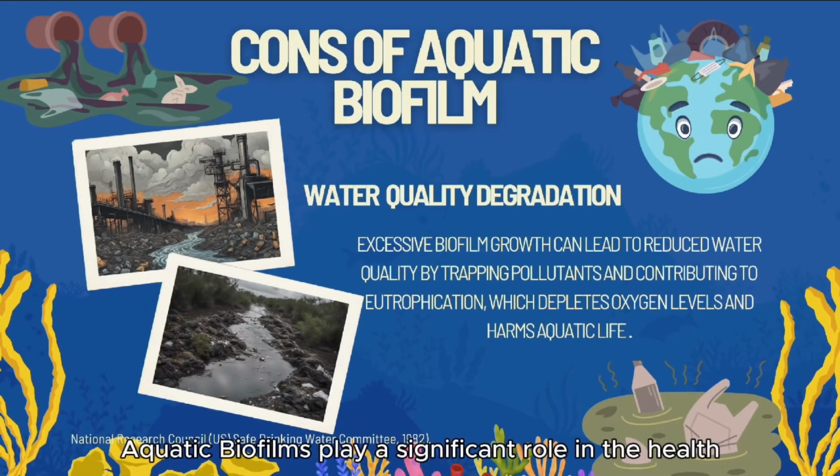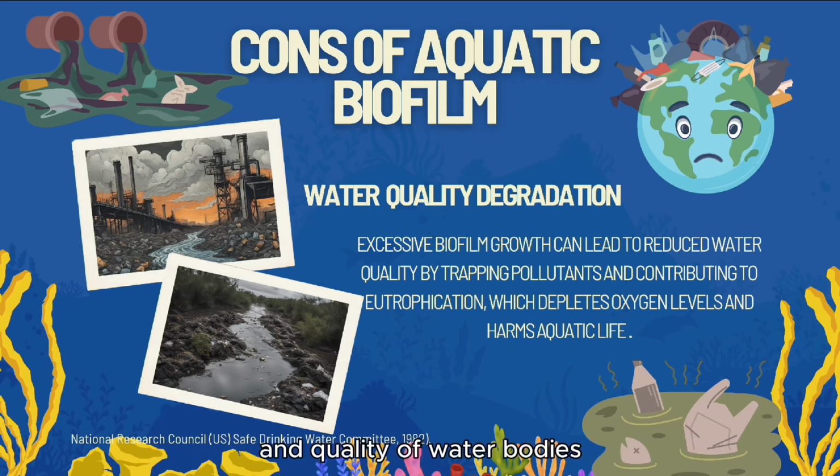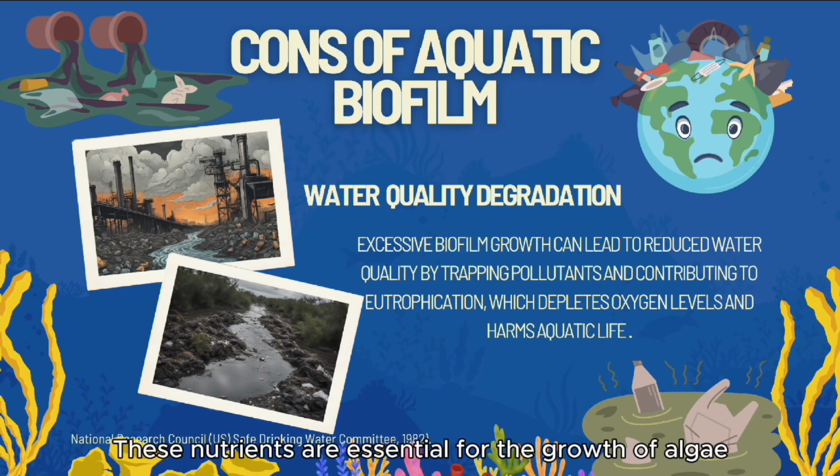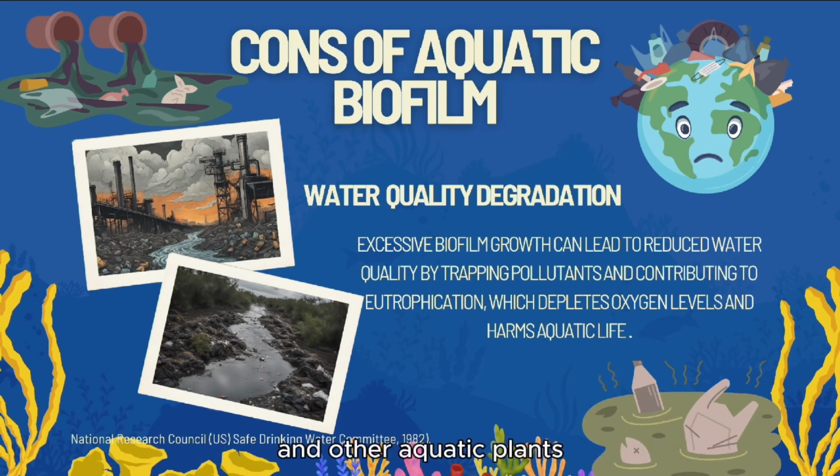Aquatic biofilms play a significant role in the health and quality of water bodies, and their growth can contribute to various environmental and water quality problems. When biofilms become excessive or imbalanced, they can directly lead to several consequences. Firstly, biofilms are often hotspots for nutrient cycling, particularly for nitrogen and phosphorus. These nutrients are essential for the growth of algae and other aquatic plants. When biofilms break down organic material, they can release nitrogen and phosphorus into the surrounding water, contributing to eutrophication.